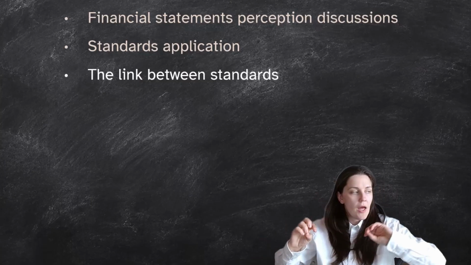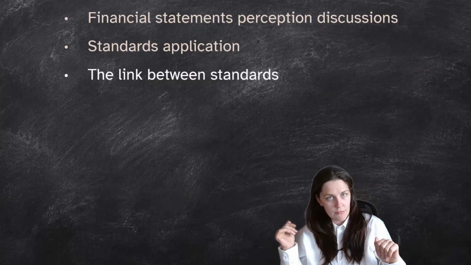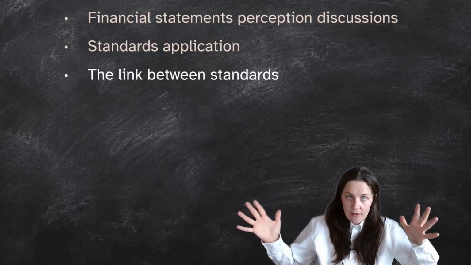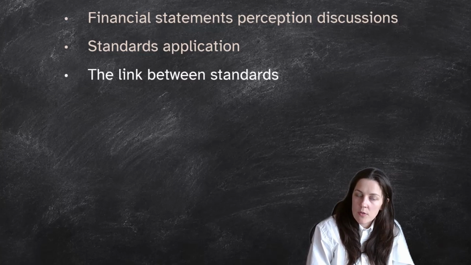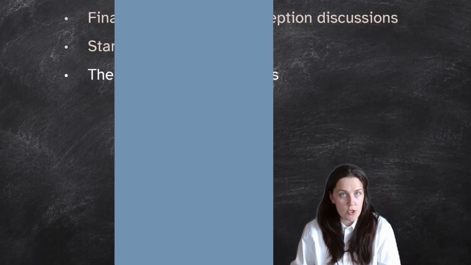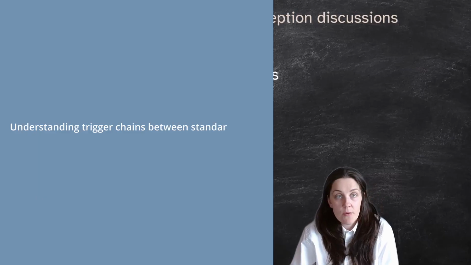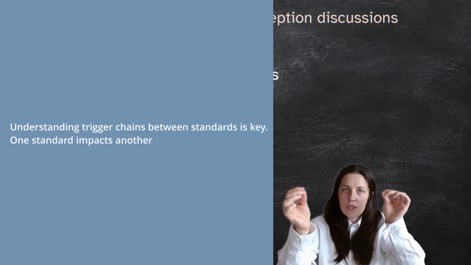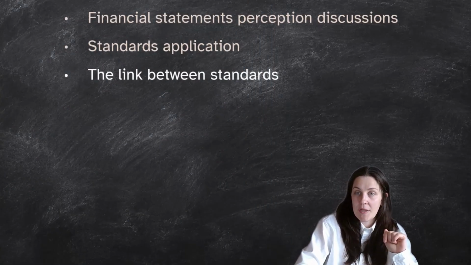So, for example, when we're talking about, let's say, decommissioning provision, we need to understand that if we need to recognize it, then your property, plant, equipment is going to increase. If your property, plant, equipment is going to increase, then your depreciation is going to increase. And also it may be that there is going to be impairment. So you need to understand those trigger chains. And we do that, by the way, in our quizzes.